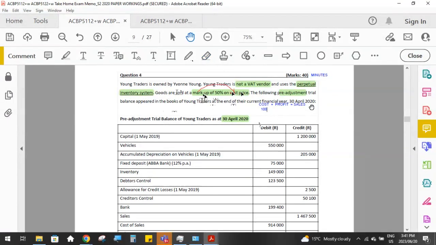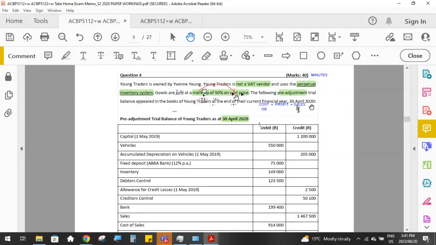If the question says the markup is 50% on selling price, you would then go to the sales side and you would write 100 underneath sales, because if the markup is on sales, then sales is your base starting point of 100%. Okay, in this case, it's 50% on cost. So we write 100 under cost.